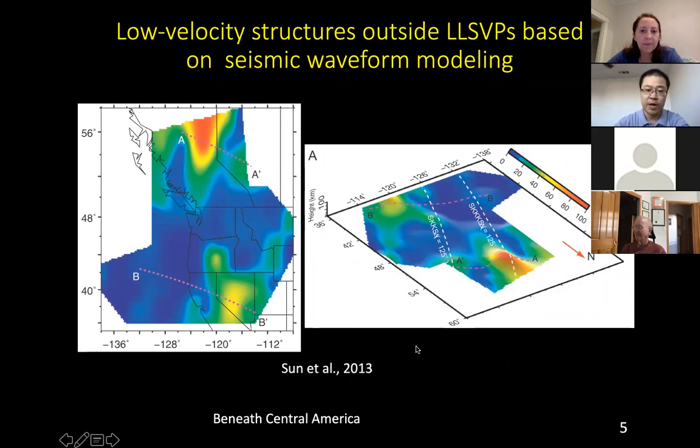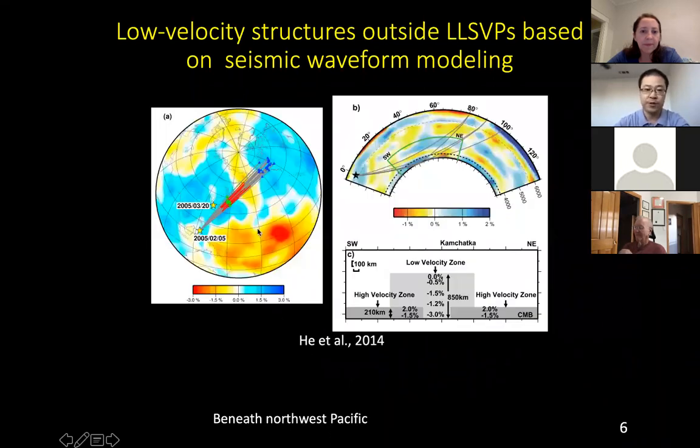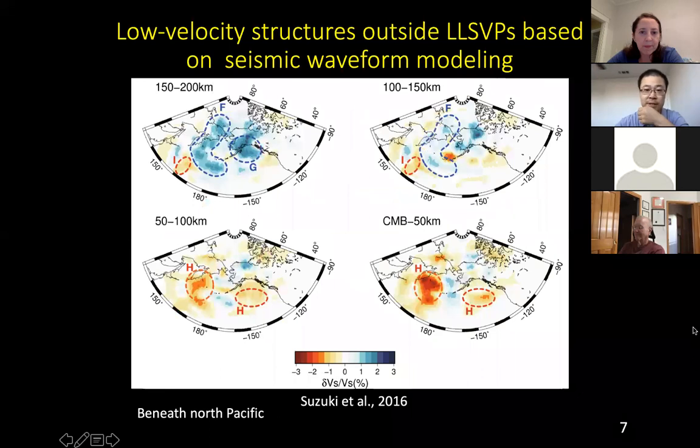This one is by He et al. in 2014. In figure A, the red color shows the sampled regions near the core-mantle boundary. They also found low velocity structures, like in this plot, beneath the Northwest Pacific. This is another one by Suzuki et al., 2016. They also found quite some low velocity structures, like in this figure at about 50 kilometers above the core-mantle boundary. You see these regions are in the North Pacific, where a lot of subduction happens, but they also found low velocity structures in these regions.